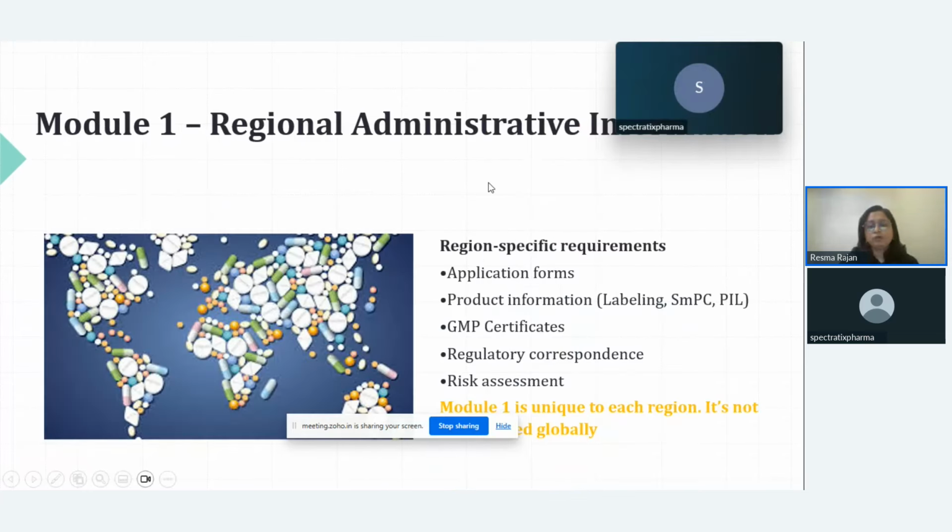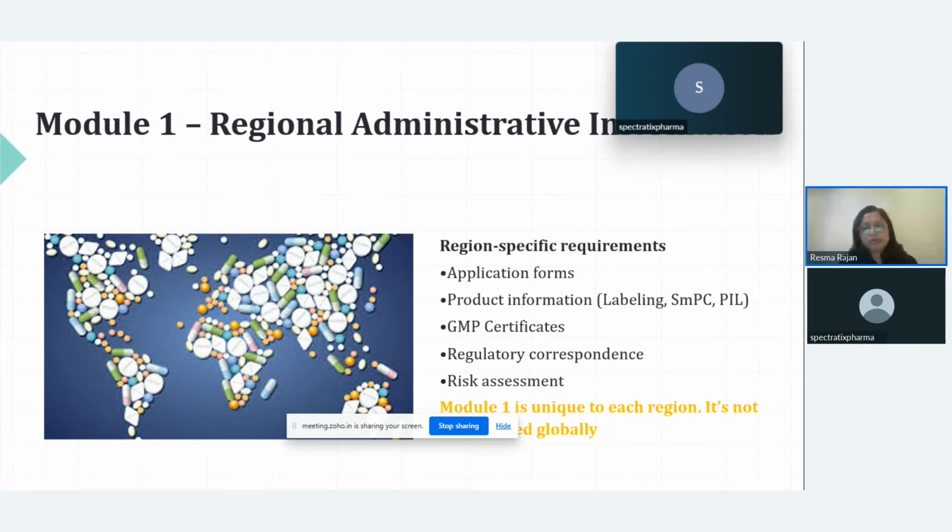So first, module 1. For example, today I want to register my product in the US. For that, there will be a module 1 format specifically for the US. That module 1 format will not work for Japan, China, any other GCC countries, or Asian countries, because the application form structure will be different for each country. For the US, 356H or 1571F, different application forms are there depending on your application.